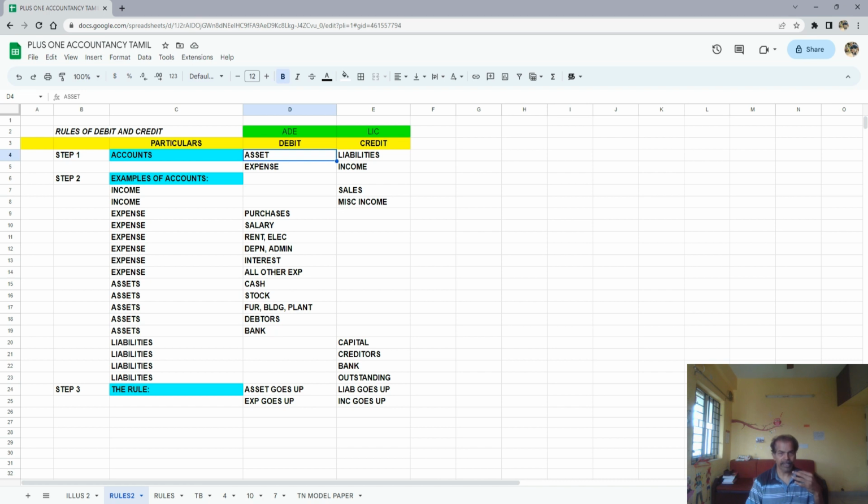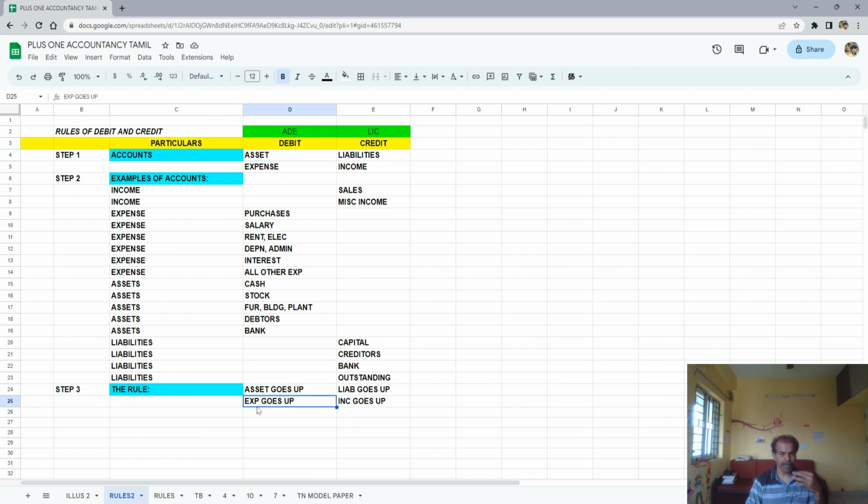Because the transactions won't contain words like asset purchased, liabilities increased. It will tell sales happened, interest paid, salary paid. So from this only we have to find out what account head it belongs to. Once you know what account head it belongs to, then you apply the rule. That is step number three.